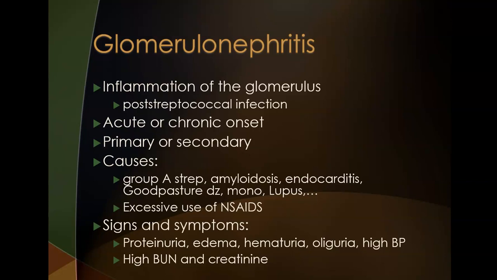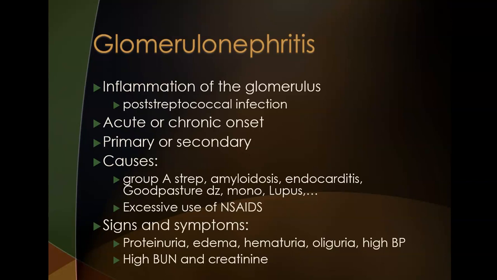Glomerular nephritis is the next condition we're going to look at. Inflammation of the glomerulus is glomerular nephritis. It is often caused by a post-streptococcal infection. That can be acute or chronic in onset. Acute obviously means it happens really quickly, usually very soon after a strep infection. Chronic takes a longer time to develop. And it can be primary or secondary.